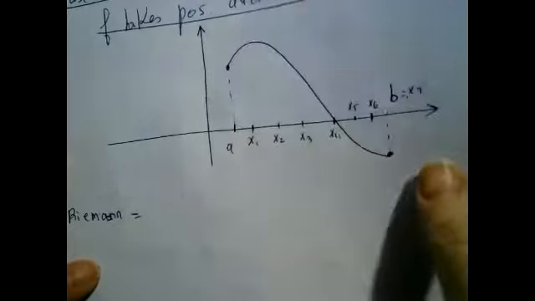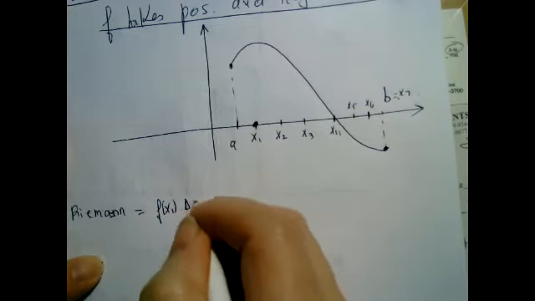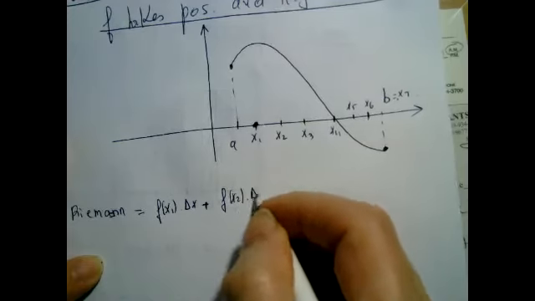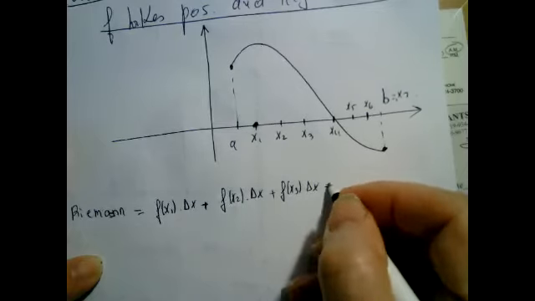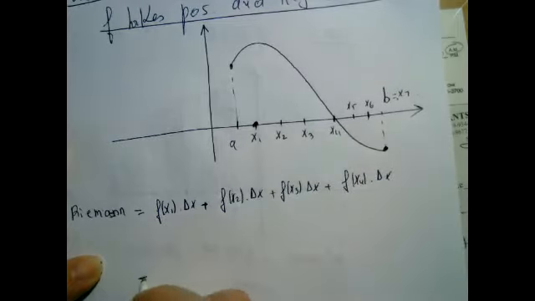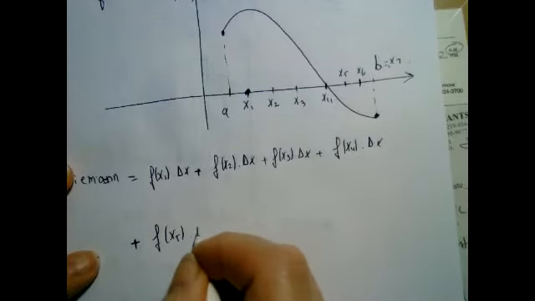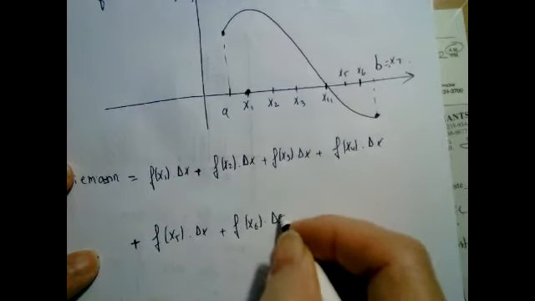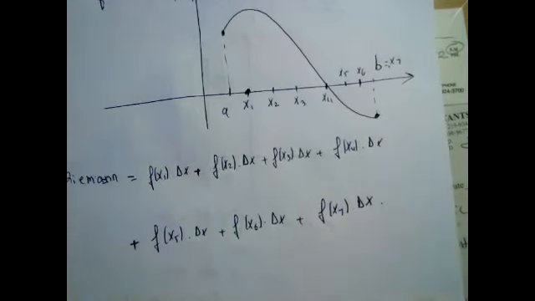Okay. So if I take the right one, I start at f of x1 times the delta x plus f of x2 times the delta x, f of x3 times the delta x, f of x4 times the delta x, plus f at x5 delta x, f at x6 delta x, plus f of x7 delta x. So I took only 7, so I can explain it.